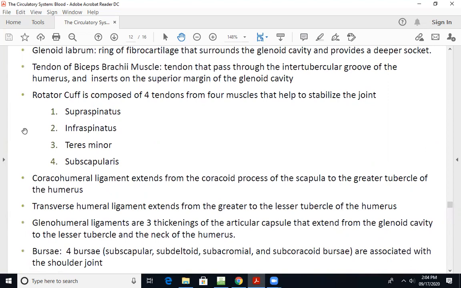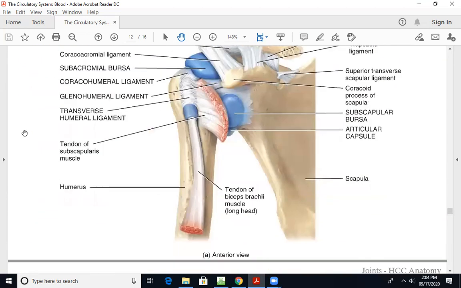Not a structure that's so much for the GH joint, but it is a very prominent structure, and that is what we call your biceps brachii tendon. Biceps brachii, we know, is a prominent muscle that allows us to flex our elbow, flex the guns, we like to say. It is a two-headed muscle, as we'll find out more about in our next unit.